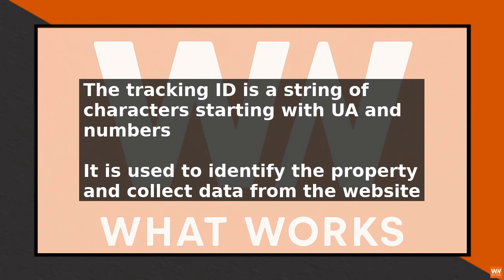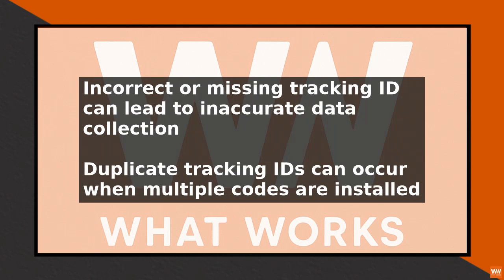Best practices for setting up tracking ID. To avoid common issues with the tracking ID, it is essential to follow best practices when setting it up. First, ensure that the tracking code is installed correctly and the tracking ID is accurate. Use the Google Tag Manager to manage multiple tracking codes and ensure that only one tracking ID is used. Regularly audit the website to detect and remove duplicate tracking codes.